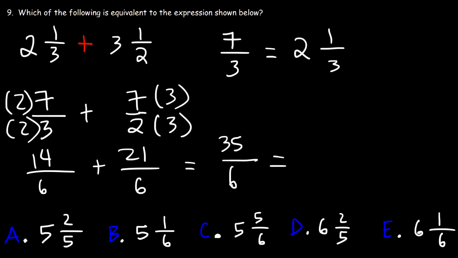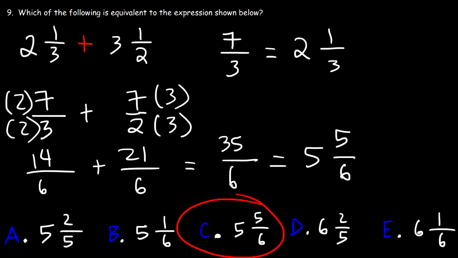So how many times does 6 go into 35? 6 goes into 35 5 times. 6 times 5 is 30, that's less than 35. But 6 times 6 is 36, and that exceeds 35, so that's too much. Now the difference between 35 and 30 is 5, and the denominator will stay the same. So the answer is 5 and 5/6.